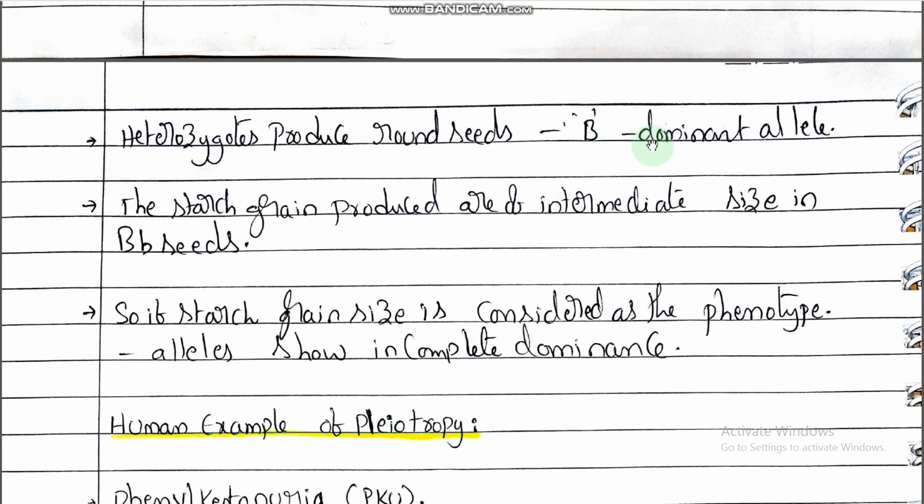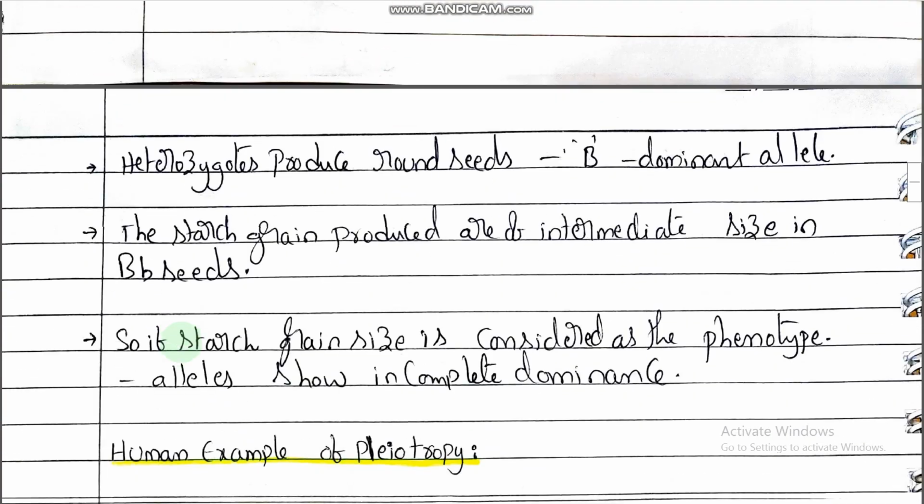In the heterozygous condition of the parents, the seeds produced are of intermediate size. Intermediate is not present in the parents. Parents are either big size or small size only. You got it or not? Right? So for incomplete dominance, this is also one of the examples, the starch production gene.